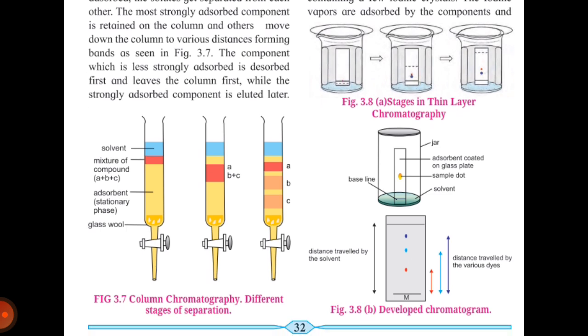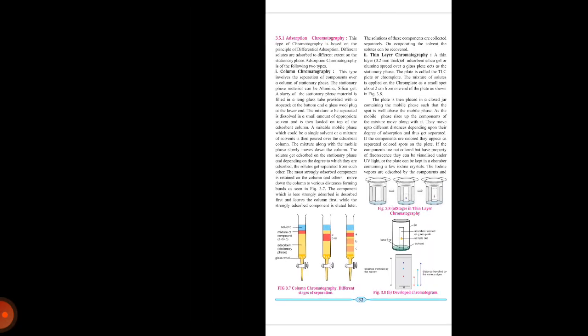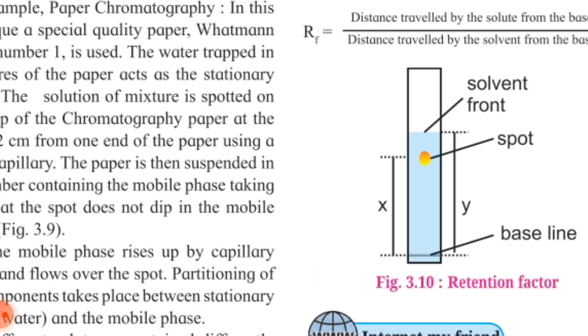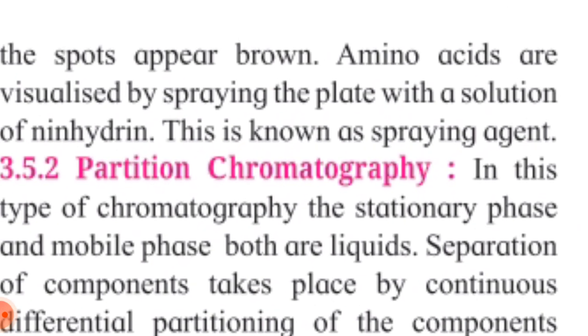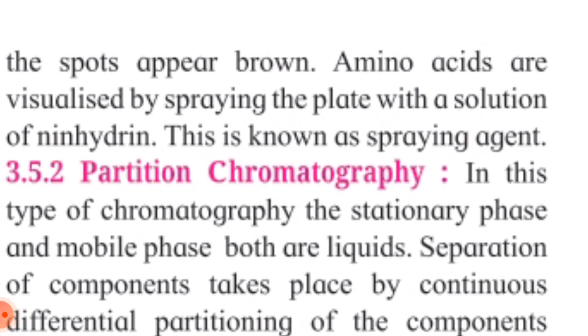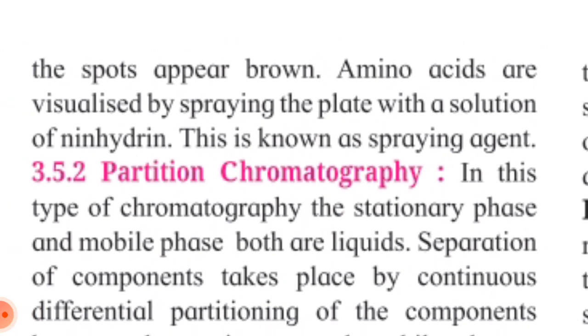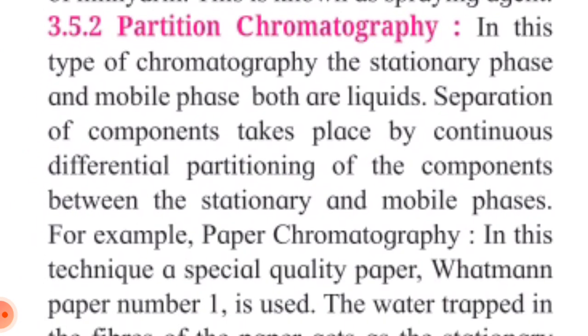Stages in thin layer chromatography: jar, adsorbent coated on a glass plate, sample dot, solvent, baseline. Distance traveled by solvent, distance traveled by the various dyes. Developed chromatogram. The spots appear brown. Amino acids are visualized by spraying the plate with a solution of ninhydrin. This is known as a spraying agent.